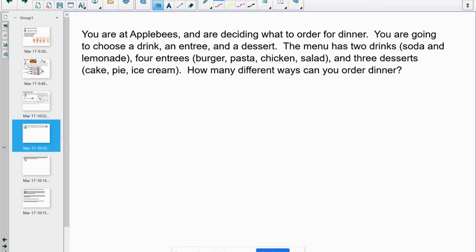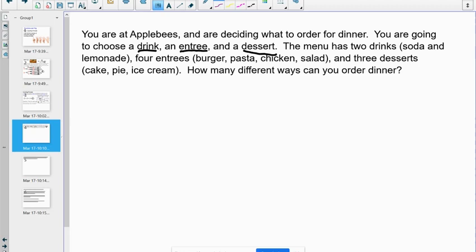Now, we're gonna just continue practicing it again, but this question is asking about dinner at Applebee's. So you're going to Applebee's and you're deciding what to order for dinner. You are going to choose a drink, an entree, and a dessert. So these are our decisions here, but we gotta see how many choices we have for each decision.